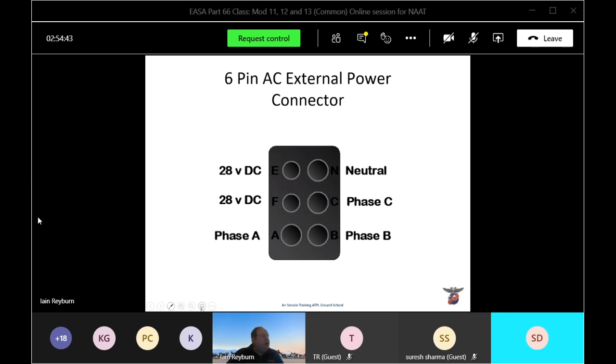But what you do need to know, gentlemen, is in a 6-pin AC external connector, what is being provided? 3 phases, A, B, and C, and a neutral, and 2 28-volt DC supplies. Are we all happy on connecting ground power? Yes, sir. Does anyone want to go through anything we have done this morning?